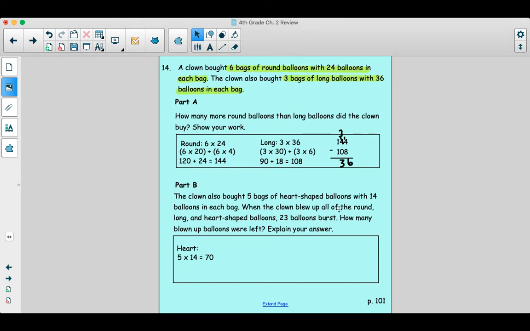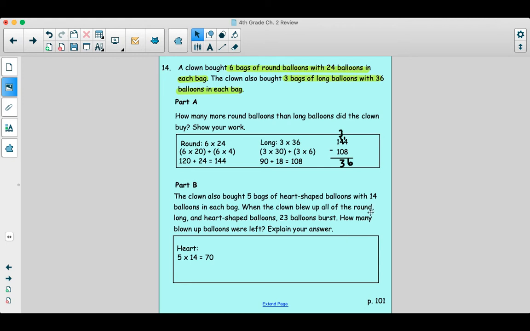When the clown blew up all of the round, long, and heart-shaped balloons, 23 balloons burst. That's a lot of scaring like tiny dogs and children. Oh my gosh. I hate it when a balloon bursts. I'm sure you probably do too.